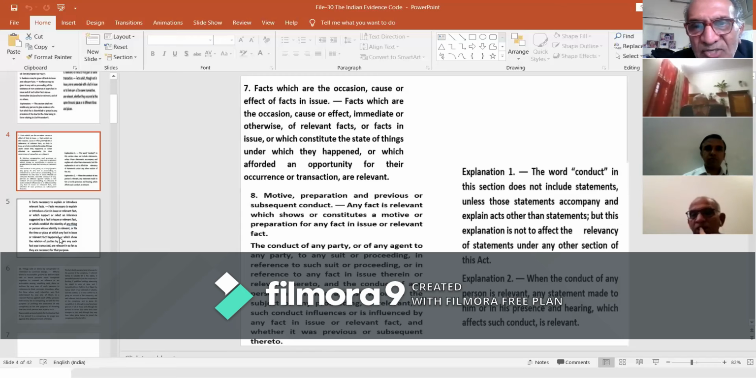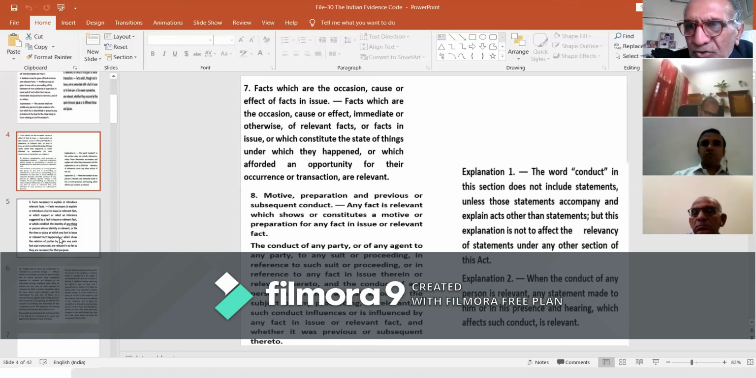This Section 8 is also having an explanation. There are two explanations. Firstly, the word conduct in this section does not include. Now, see what conduct means. The word conduct in this section does not include statements, unless those statements accompany and explain acts other than statements, but this explanation is not to affect the relevancy of statements under any other section of this Act.